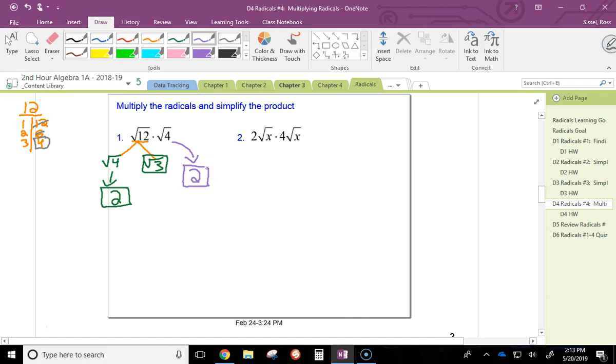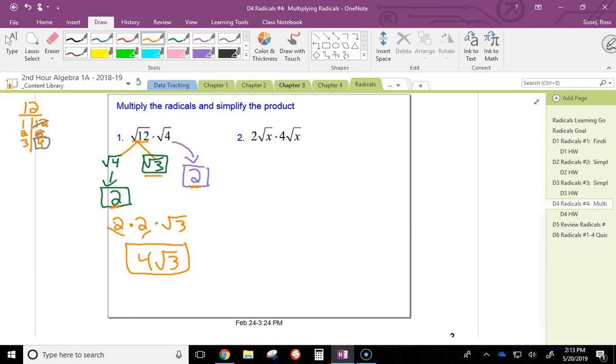I have all my simplified, so I'm going to go 2, which is this one, times this 2, times my square root of 3. Combine like terms, and I'd have 4 times the square root of 3. Either way would have worked. It's just this one happened to work out a little bit easier, less steps.